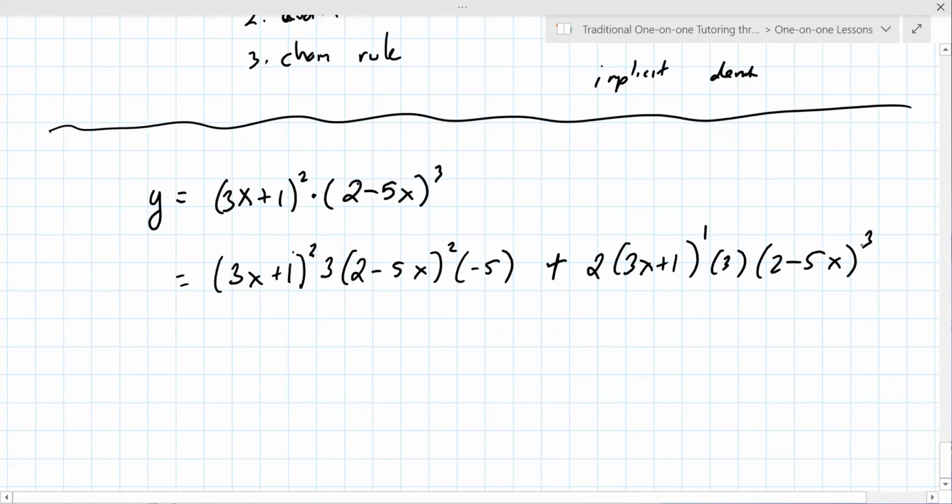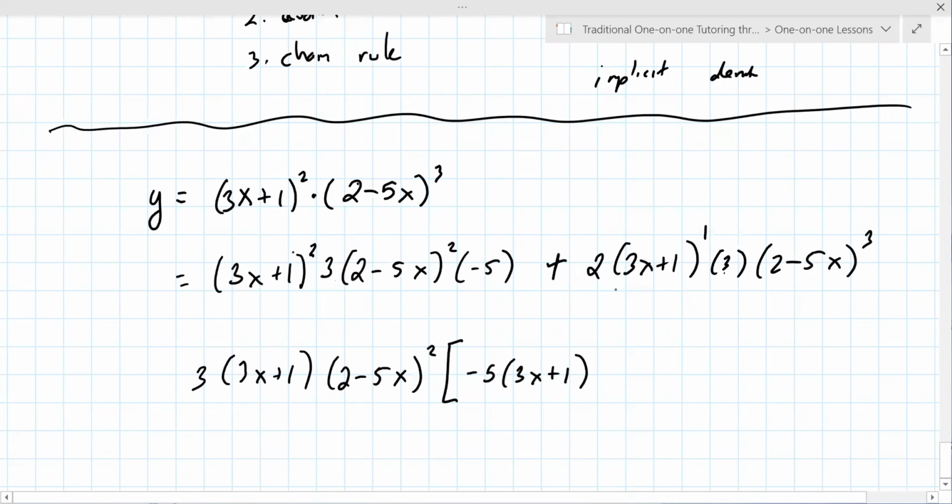Okay, so in your class this would have been fine, but on the AP, what they will do is they will actually factor out things. So you've got a 3 and a 3 in both of these. So there'll be a 3 on the outside. You've got a 3x plus 1 here, you got 1 here, and then you got a 2 minus 5x squared there. So what do you have left over? Well, you've got one of these and a -5. So -5, 3x plus 1. And then here you got a 2 and a 2 minus 5x.